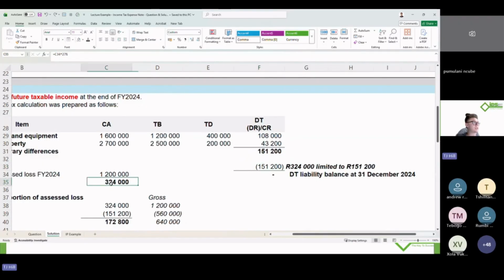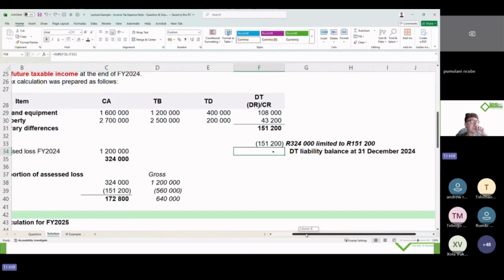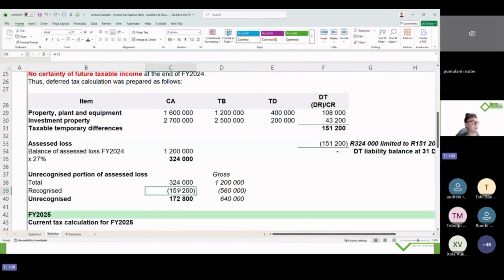Okay, so I can't recognize the full 324. I have to only recognize 151, which takes me to a net balance of 0 at the end of last year. That means I wanted to do 324. I only recognized 151 over there, which means there's an unrecognized portion of 172,800.